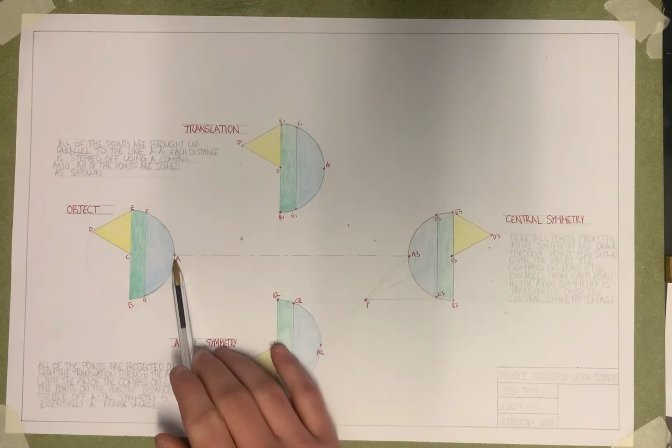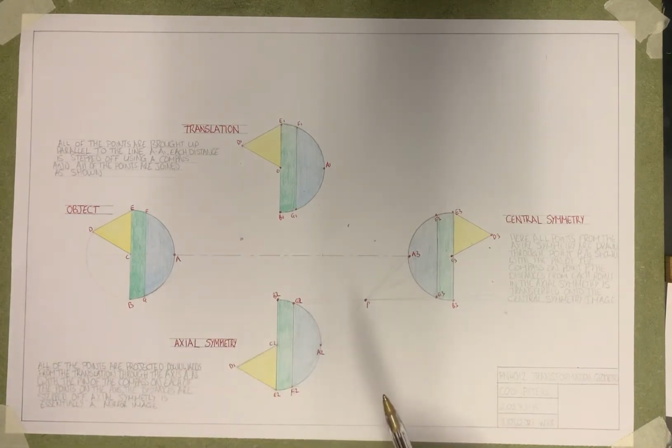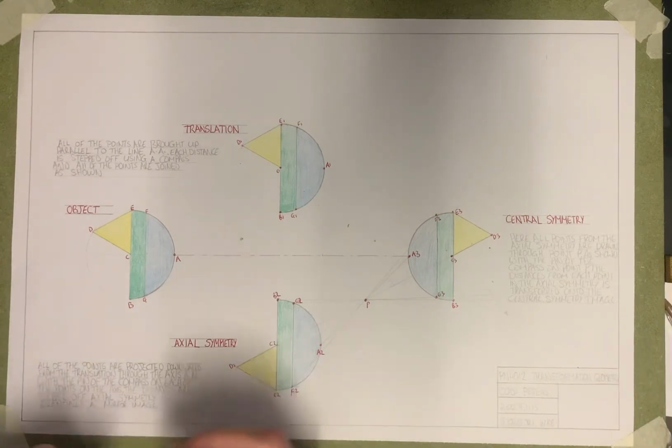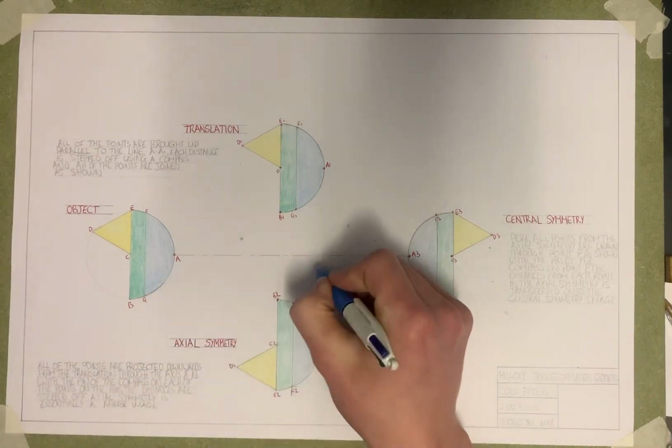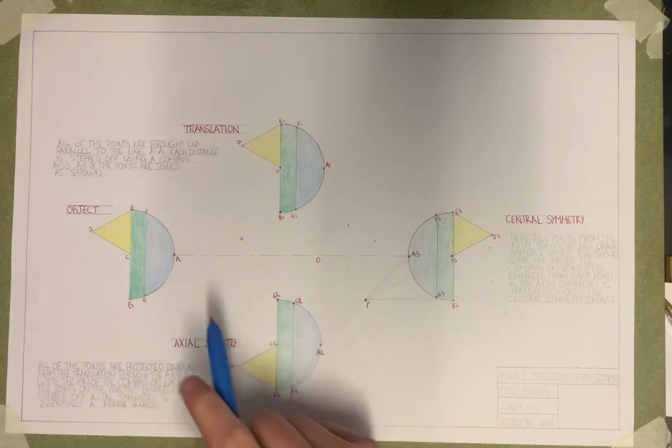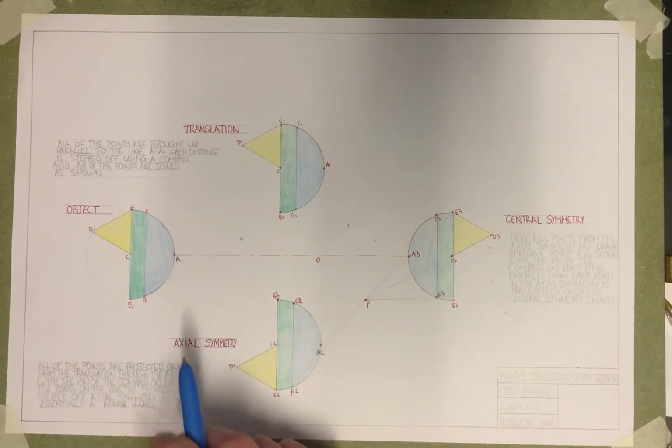In order to find point O, it is 100 millimeters from point A. So here we've got point A, and this here is point O. All this information is given in the question.